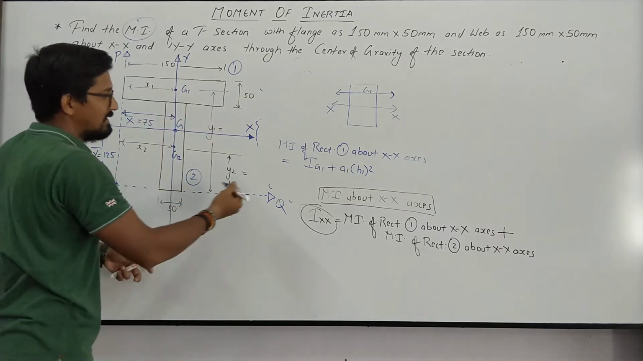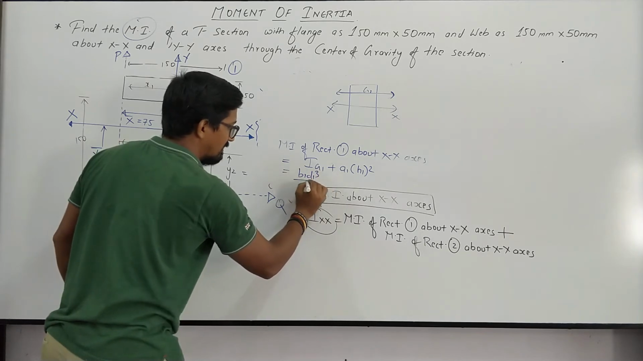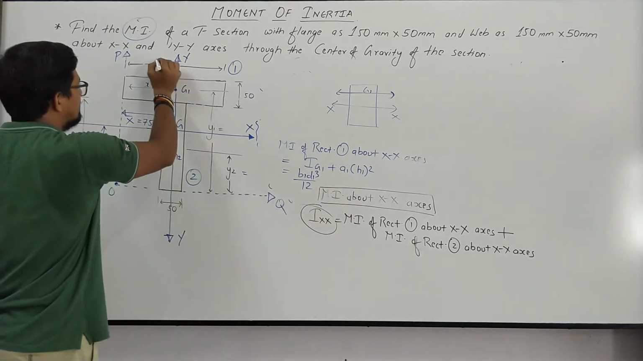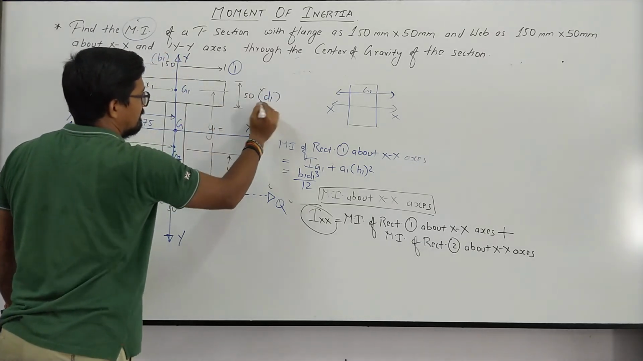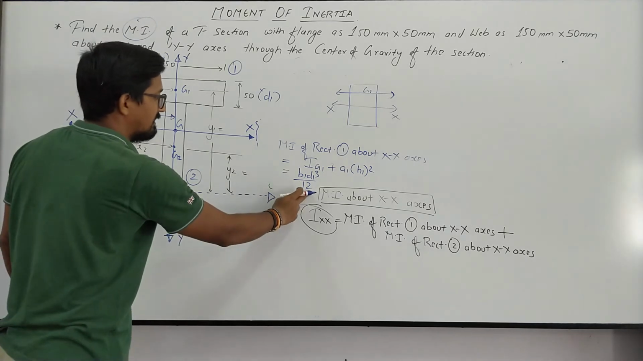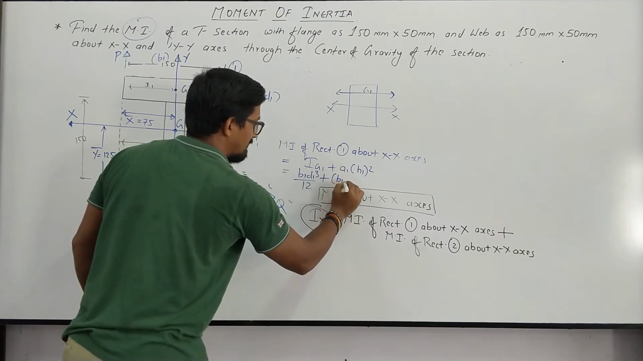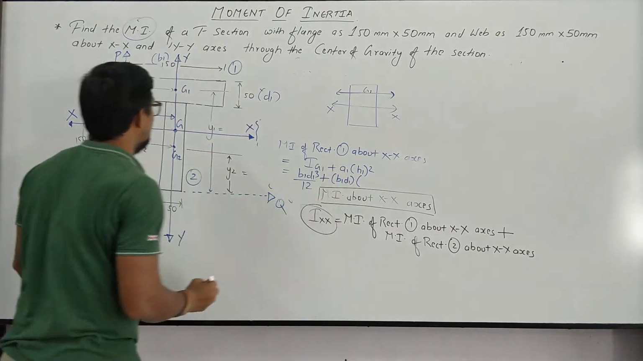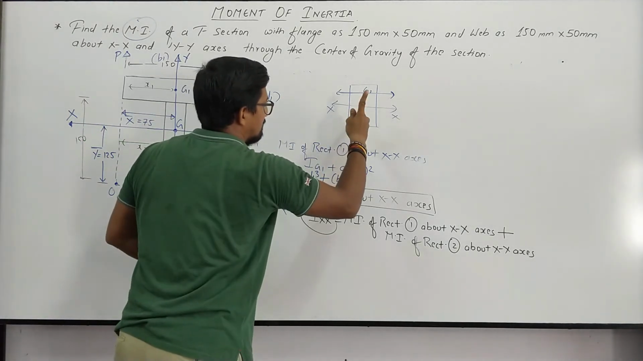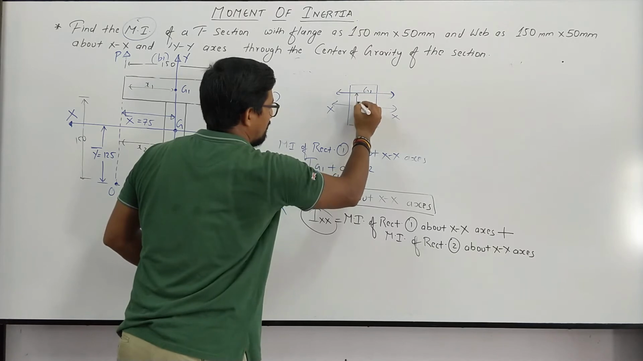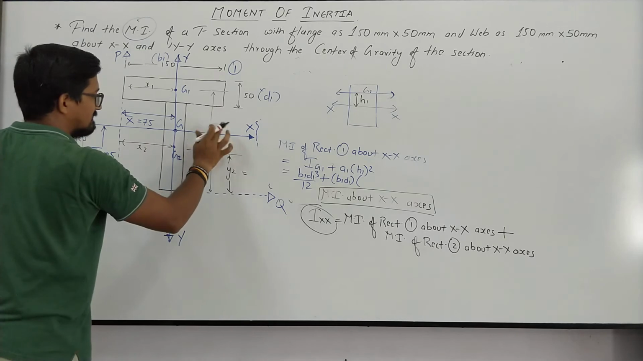So this can be calculated as b1 d1 cube divided by 12. Now what is b1 d1? This is b1, 150, and this is d1, 50, correct? So IG1 is b1 d1 cube divided by 12 plus area, which will be again b1 into d1, times h1 square. See here, this is h1. So what is the distance between the two axes?